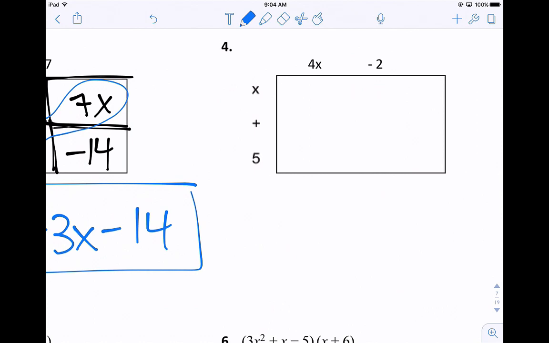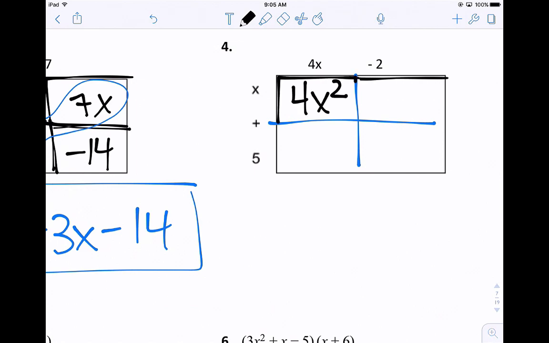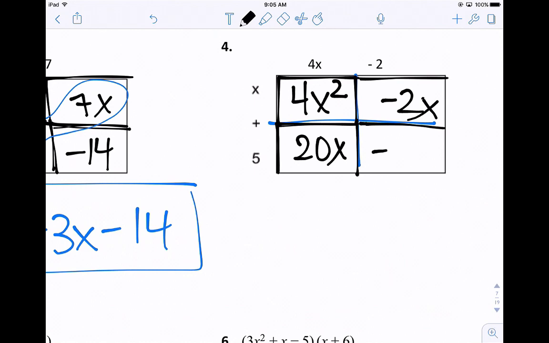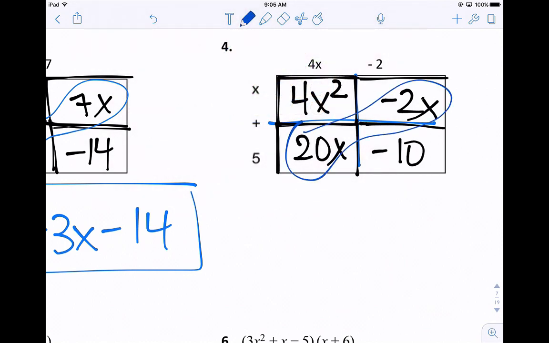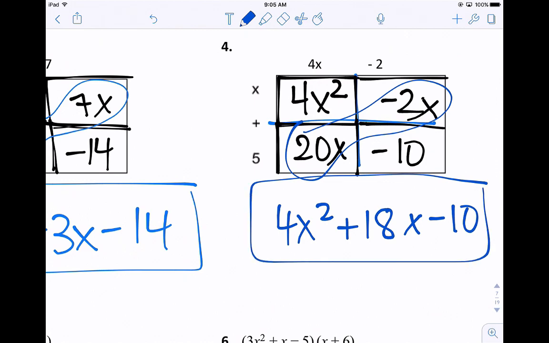And a next one, so again, wherever you see a plus or minus, you want to draw your lines. The first one is 4x times x, which is 4x squared. Negative 2 times x is negative 2x. 4x times 5 is 20x. And negative 2 times 5 is negative 10. We'll combine like terms and write it out: 4x squared plus 18x minus 10.